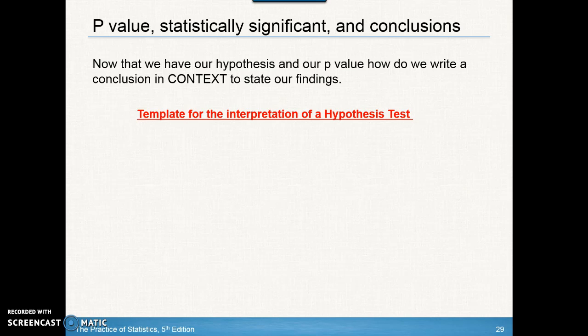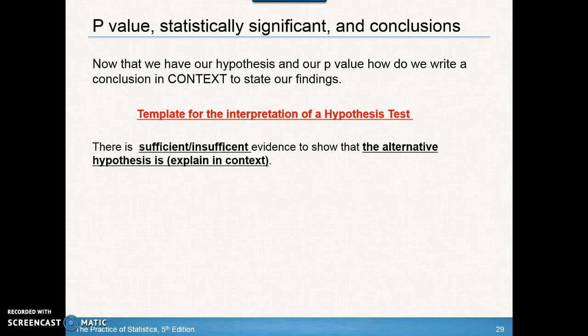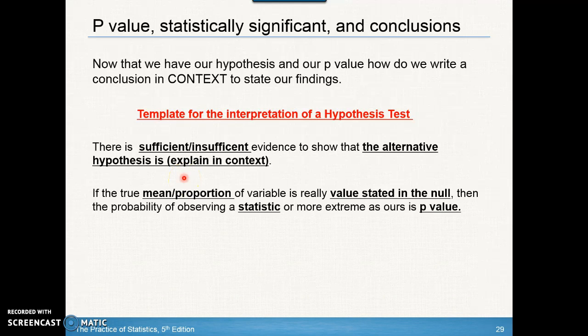Now, this template is here. There's also a template on Blackboard that you can print out in order to look at it, but this is how you should write your conclusions every single solitary time. So your first sentence is going to say, first of all, we have sufficient or insufficient evidence to show that the alternative hypothesis is true or false. Or we have sufficient or insufficient evidence to reject the null or fail to reject the null. There is sufficient evidence to show that the alternative hypothesis is 50 pounds, whatever you're testing in context, okay?